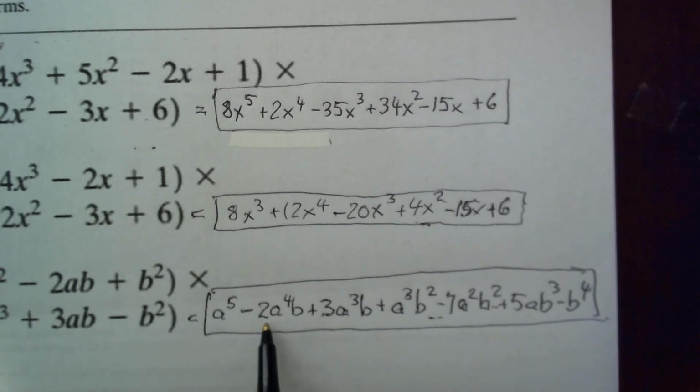Similarly here, we have an a to the fourth b and an a to the third b. The b's are the same with the same exponent, but the a's have different exponents. That's why these two terms cannot be combined. So the reason I'm mentioning it is to have clarity about when terms are like terms.